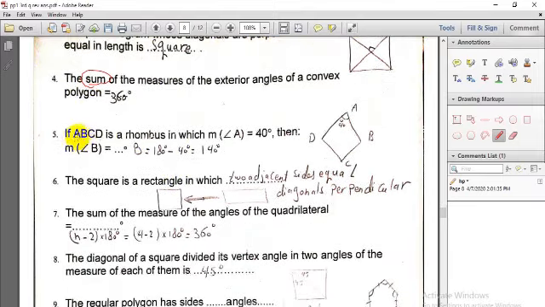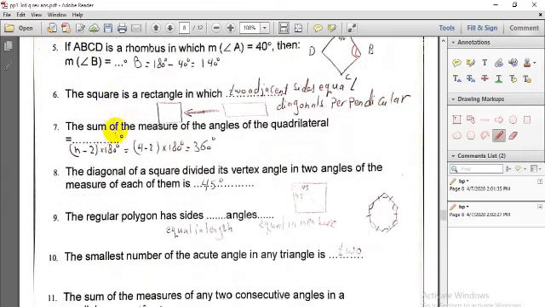Let's complete. ABCD is a rhombus, and of course I told you to draw it because it will be easier for you. Measure of angle A is 40, then what's measure of angle B? A and B are consecutive angles, so both of them, meaning the sum of them, is 180. So measure of angle B is 180 minus 40 equals 140. Excellent.